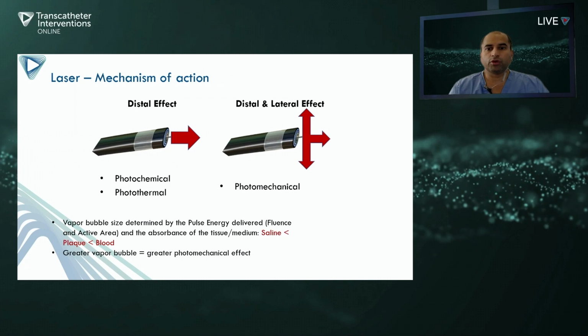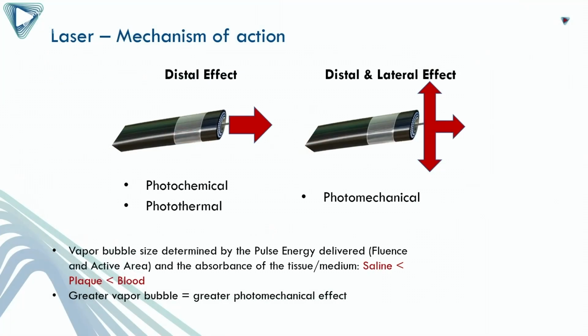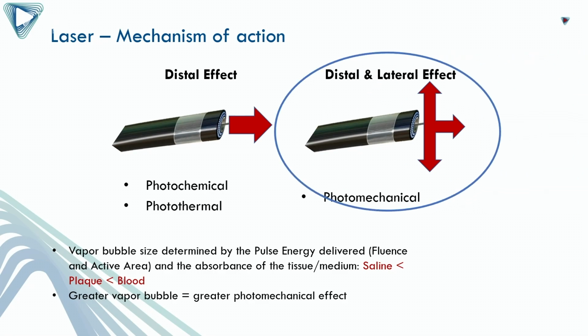So how does laser work? Well, it actually gives you a specific photochemical and photothermal energy going forward, but photomechanical is really how it affects atherectomy and how it changes plaque to crack plaque when you're dealing with severely calcified lesions. And so that's the distal and lateral effect that you can see. I'll show you a couple of videos, or images, that can illustrate how we're taking advantage of this.